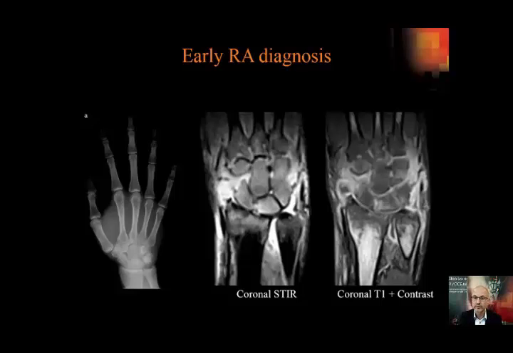The reason why we should give contrast is the fact, as you can see on your right, that fluid-sensitive images will not be able to discriminate synovitis from fluid in the joint cavity, called diffusion. So you will actually overestimate the degree of synovitis if you only rely on the fluid-sensitive images.